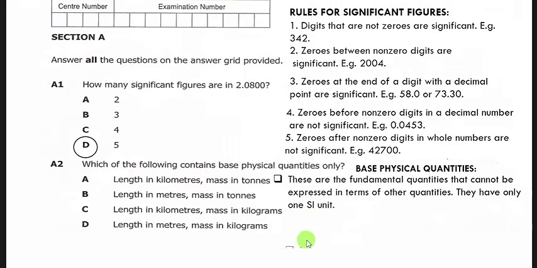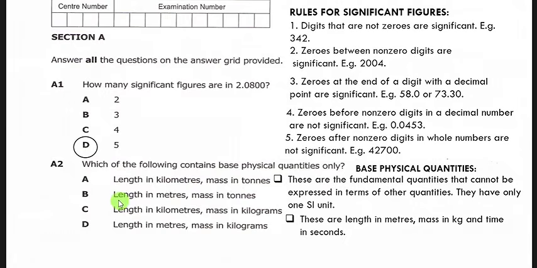These are length, which is measured in meters, mass in kilograms, and time in seconds. So these are the fundamental base physical quantities. When we check with our question, which says which of the following contains base physical quantities only, you'll see that here we have length in kilometers, mass in tons. Tons is not a base physical quantity.